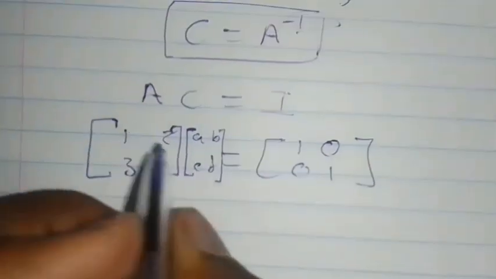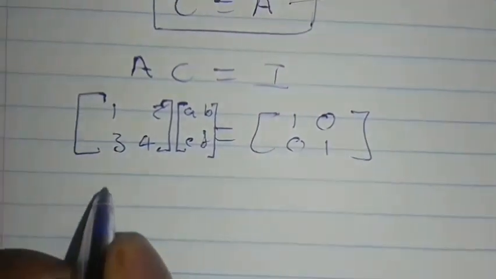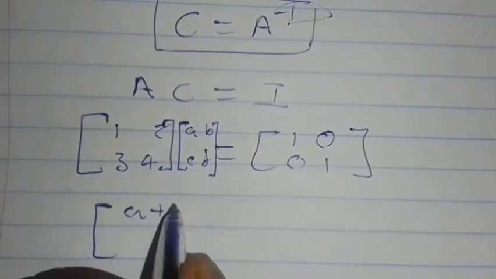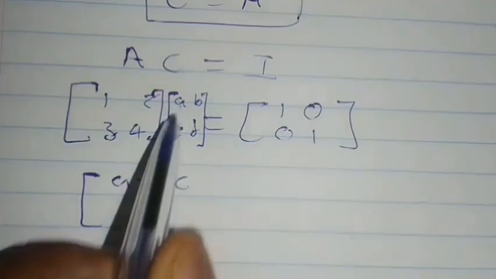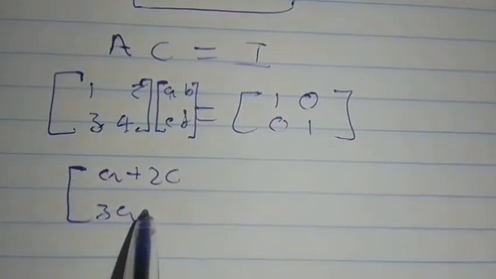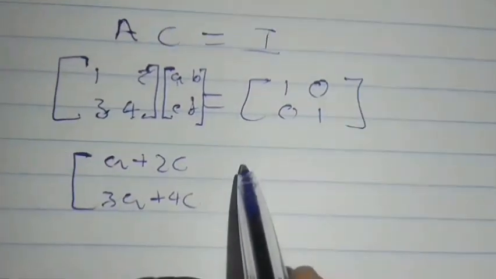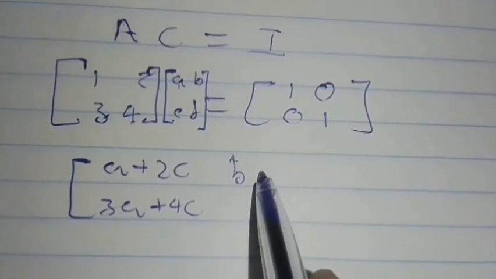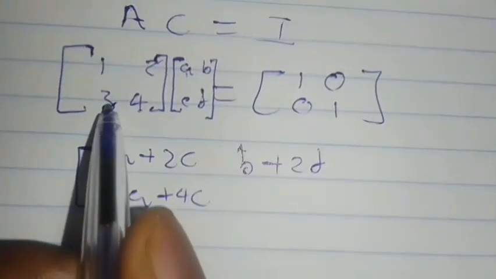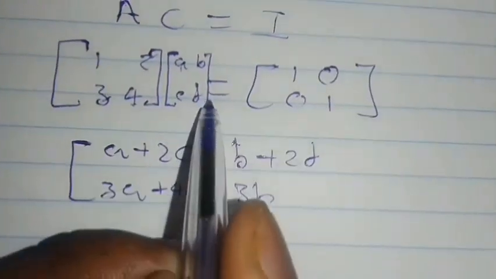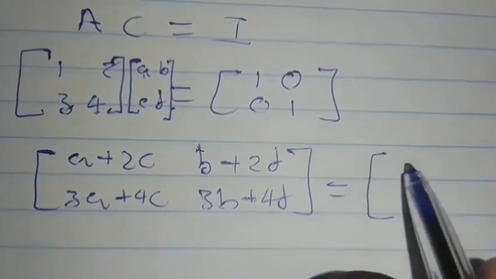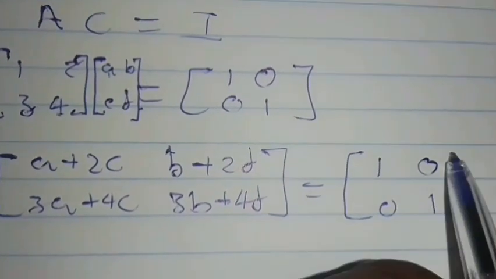So what you're going to do is multiply, then you're going to have 1 times A, that's A, plus 2 by C, 2C here, and then 3 by A, you're going to have 3A, and 4, then we're going to have 4C like this. And then we're going to proceed, then we're going to have 1 by B, it's just going to give us B, and then 2 by D, then we have 2D, and then 3 by B, we have 3B, and then 4 by D, that's just going to give us 4D. So we have this equals this. So you just equate the corresponding entries here.